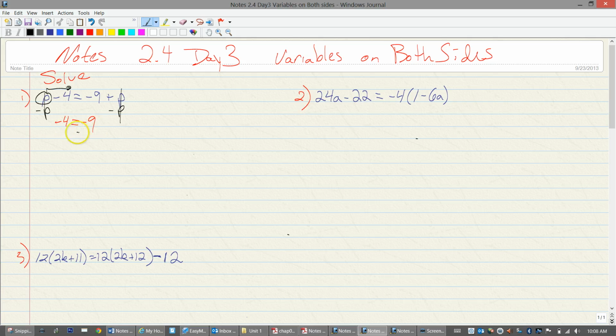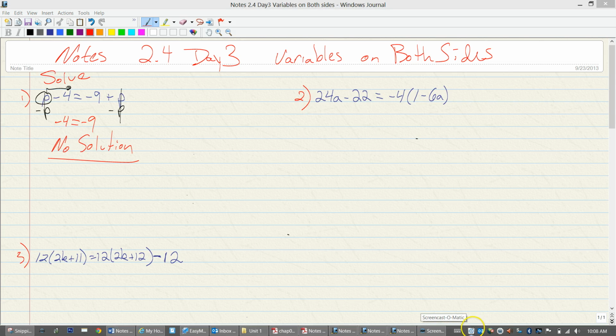Then what we do is we look at that. Is that a true statement? Is -4 equal to -9? Is that always false? Yes. That means this equation is always going to be false for any value of p that you could think of. Anything on Earth. So this one, we're going to say there is no official solution. No solution to this equation. We say that there's no solution because that can never be accurate.